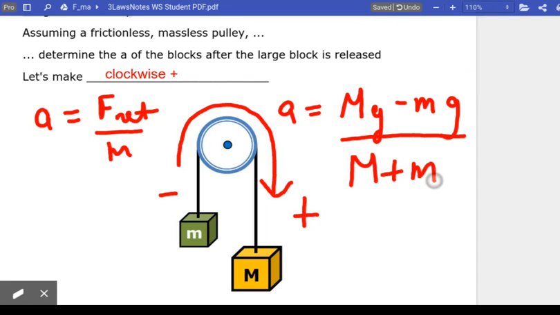And so we have the acceleration formula. We're going to make clockwise positive. We use Newton's formula to find acceleration, and that is the answer to the first one. Next question. Let's take a look at the next question.